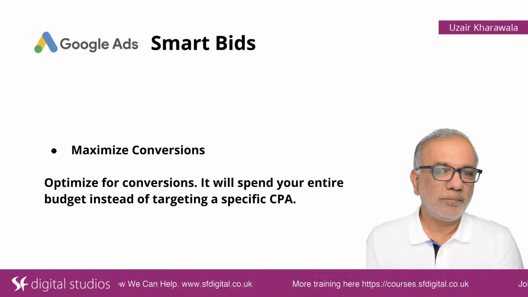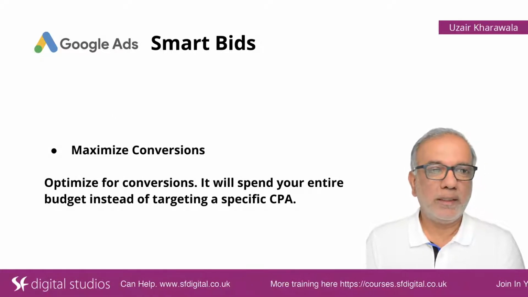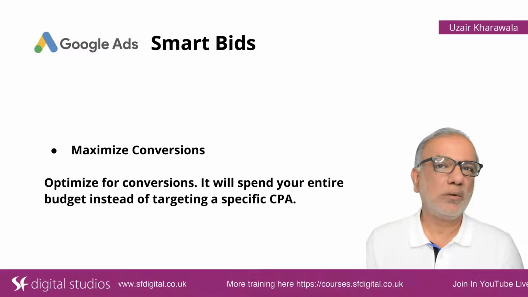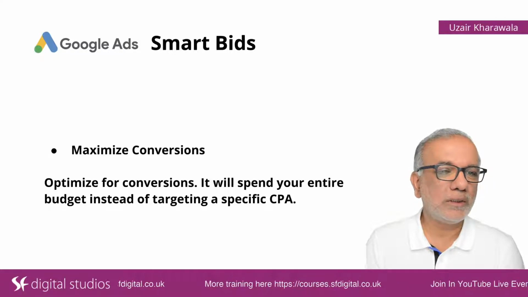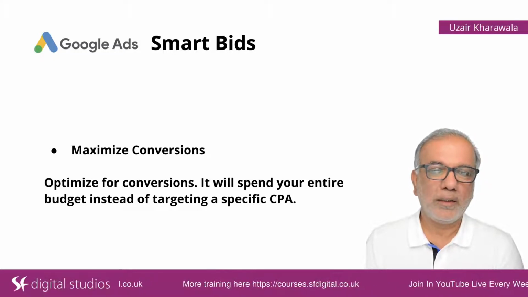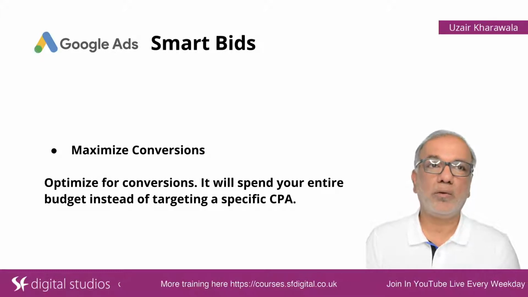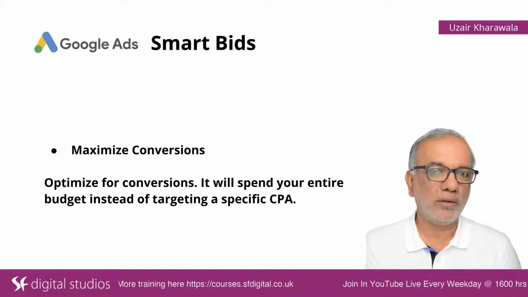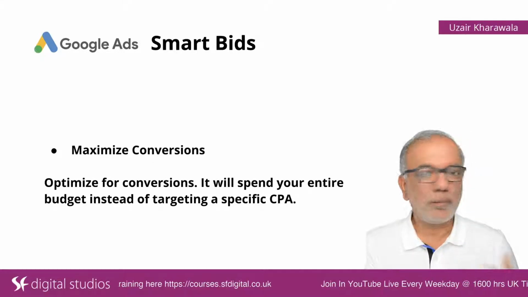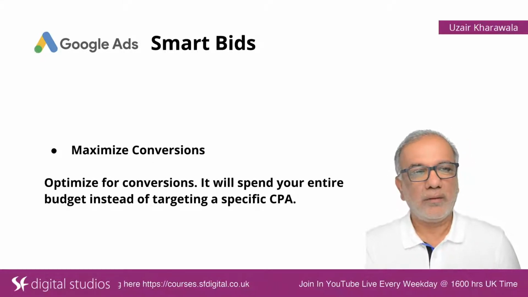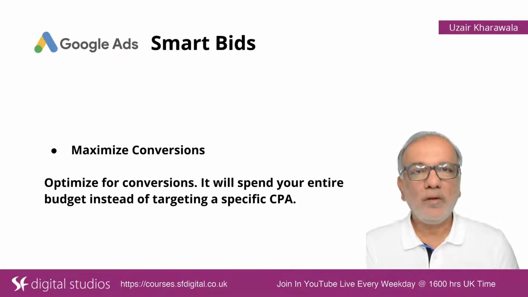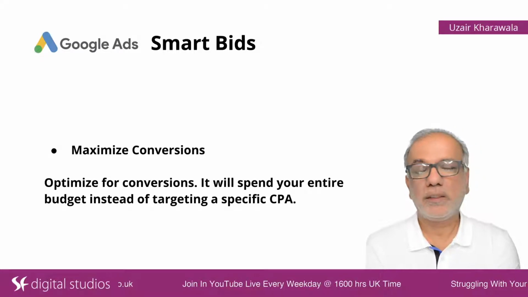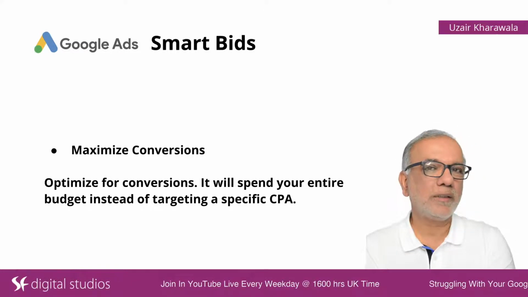Maximize conversions is what, as it says on the tin, is going to maximize. It's going to go and get as many conversions as it can for your budget. So you don't need to allow 4 to 5x budget of your CPA or the ROAS. It's going to optimize for the conversions, and it will probably, and it usually does, of your campaign, instead of targeting a specific CPA.